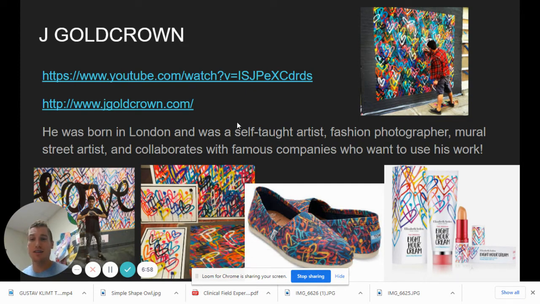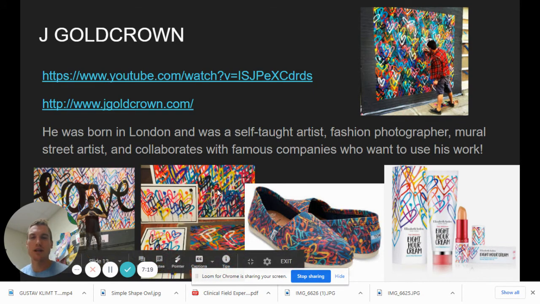He was born in London. He's a self-taught artist. He's a fashion photographer. He's a mural street artist. He collaborates with famous companies who want to use his work all the time. So you can see his work. He spray paints a lot on walls, but they've used so many of his paintings, and he loves hearts too.